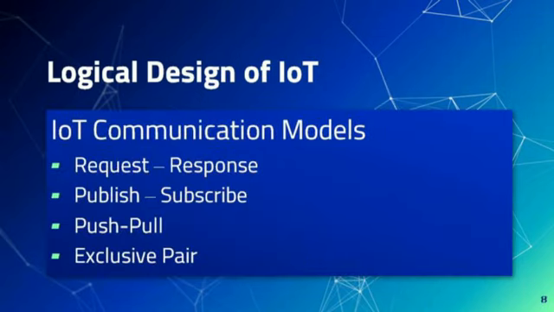The next topic is IoT communication models. There are four different models followed in IoT. We shall see them one by one. The first one is request response. The next one is publish subscribe. Next is push pull. The last one is exclusive pair.